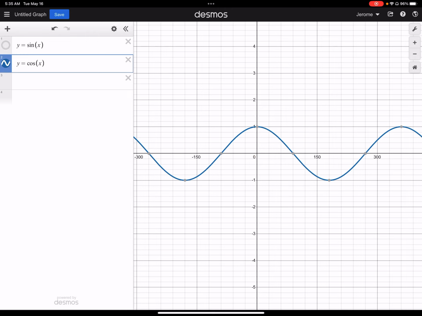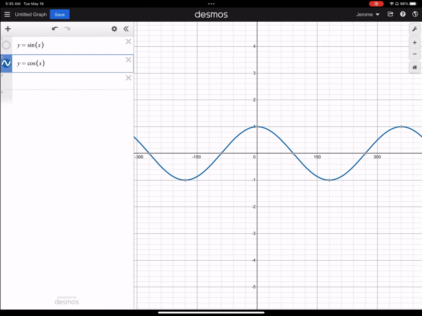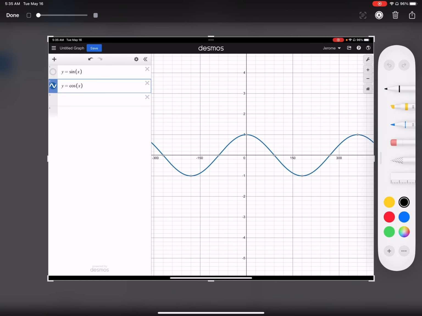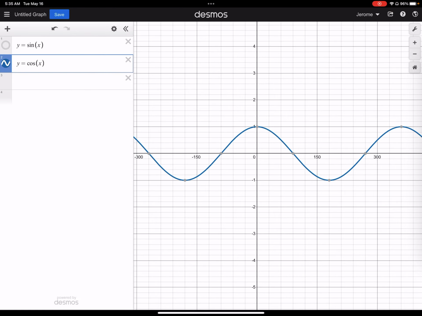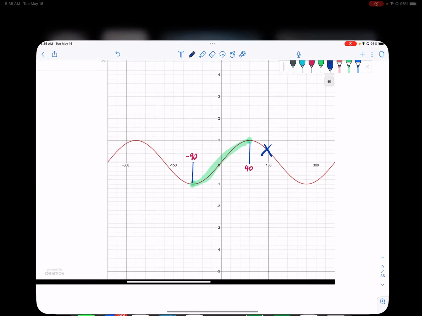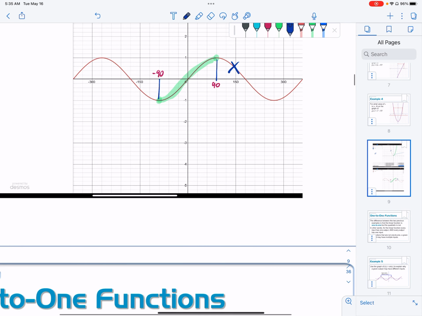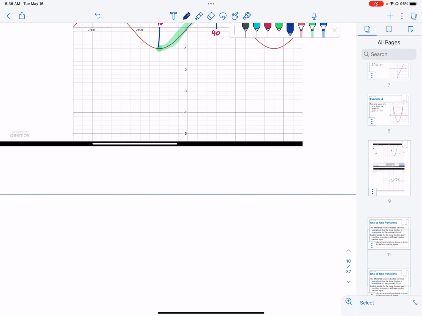So I'm going to hide that one so we can just take this one, and I'll swipe this graph. I think I can just do, what is it like? No, there it is. Okay. Done. And save to photos. Okay, whatever. Now let's pull that one in here. It's an extra little page for cosine.